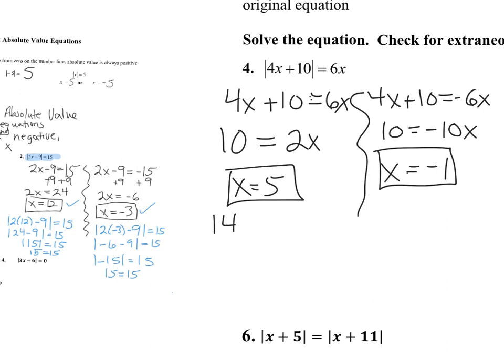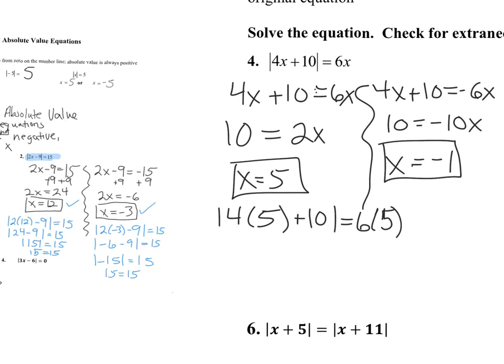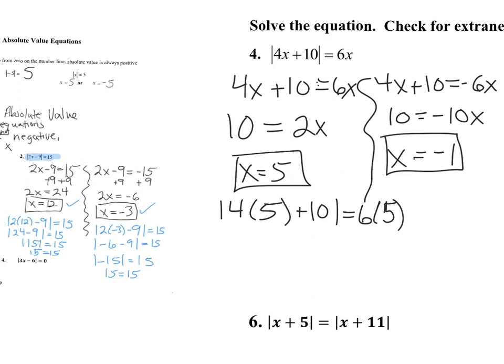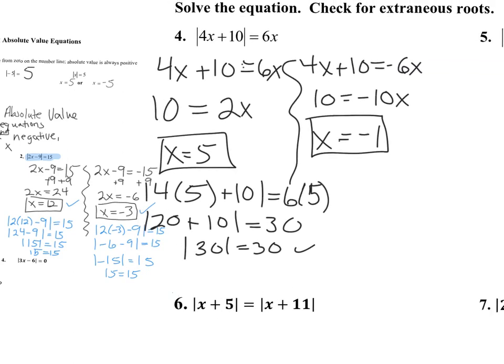So absolute value of 4 times 5 plus 10 is equal to 6 times, or not 4, 5. There we go, 6 times 5. So we have 4 times 5, that's going to give me 20 plus 10, that'll equal 30. And then we have the absolute value of 30 equals 30. Now, of course, that one's going to check out, and so we're good to go. Let's go ahead and verify the other side now.